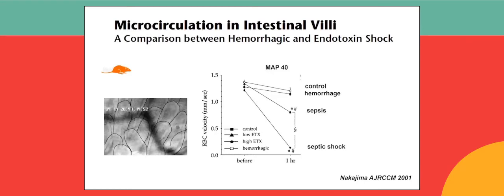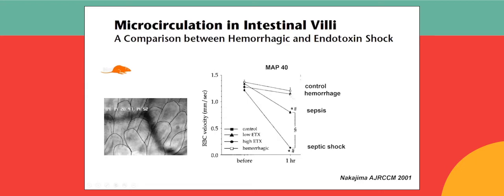Here we take a look at two forms of shock, hemorrhagic shock and septic shock. And we are looking at the red blood cell velocity within the villi in the gut. The red blood cells have been labeled with a fluorescent marker. So what happens here if these animals become hypotensive, you can see that the red blood cell velocity within the gut is severely compromised in sepsis and septic shock, but not so much in hemorrhagic shock.